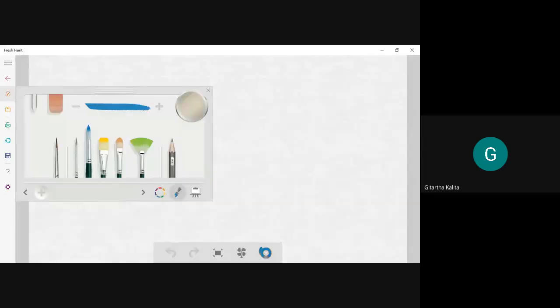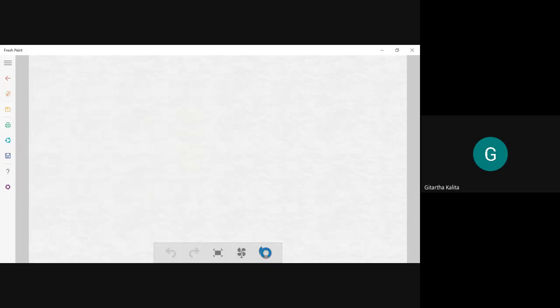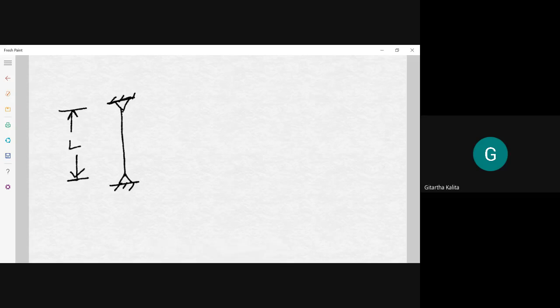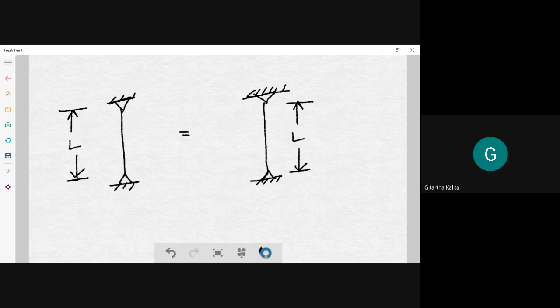Okay, that's why, if we see the third one, where the columns are already both ends hinged, of length L, then there is no such modification, already both ends hinged. So that's why its effective length will also be L only. This already both ends hinged, and ultimately no modification is required.